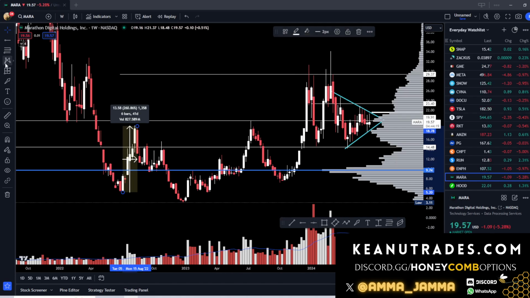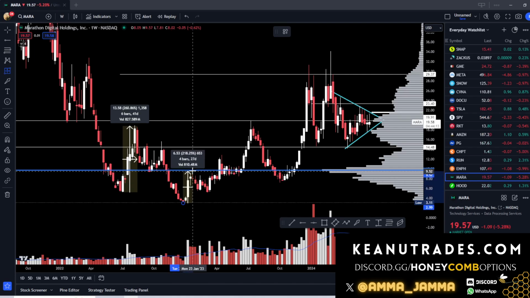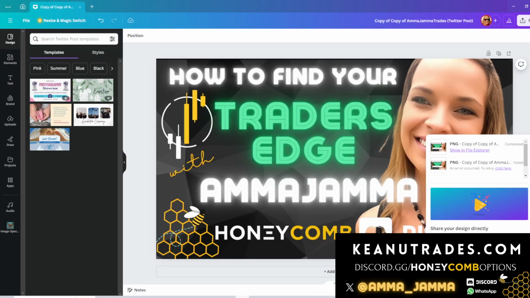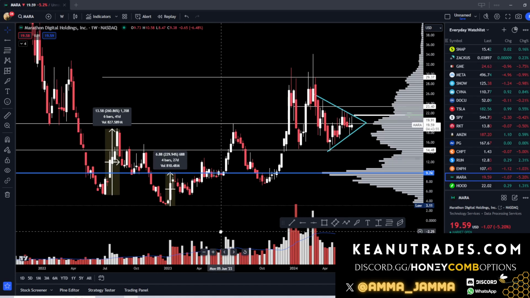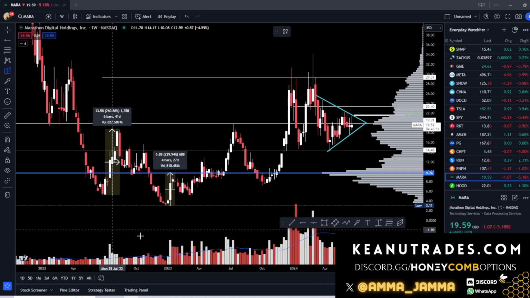We'll grab another one. This is a pretty clean move right here. It's about 4 weeks, so about 27 days, and we moved, would you look at that, 230%. Sorry, guys. 230%. It looks like a smaller move, but it's because we're at different price points. So there's two clean moves: 260% and 230%.